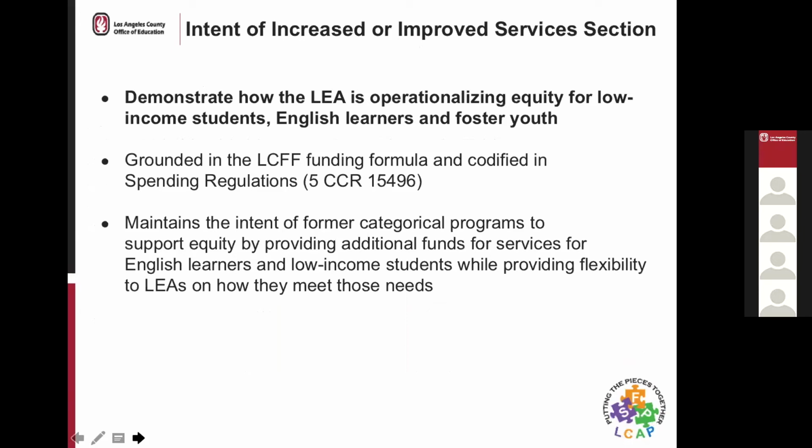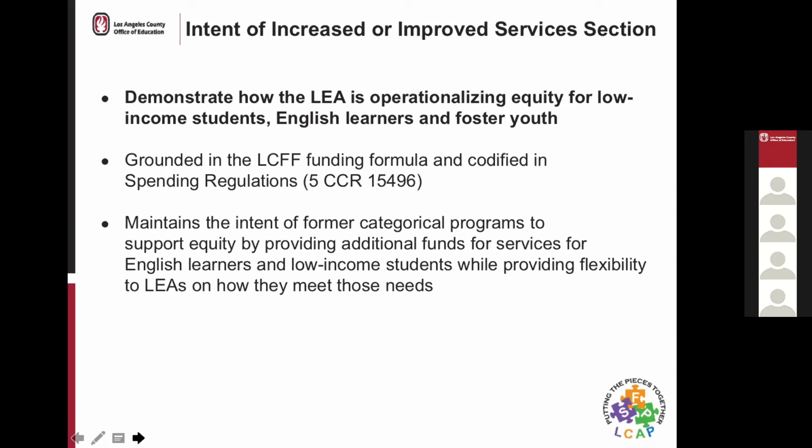Perfect. So in the increased and improved services section, this is about how the LEA is operationalizing equity for their low-income students, English learners, and foster youth. The section is grounded in the LCFF funding formula, which provides increased funding for LEAs to use to address the unique needs of these 3 student groups.